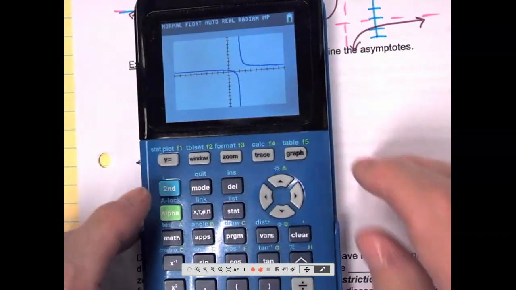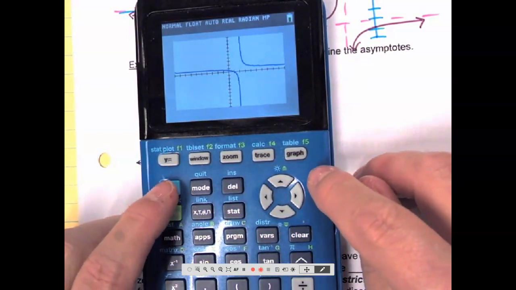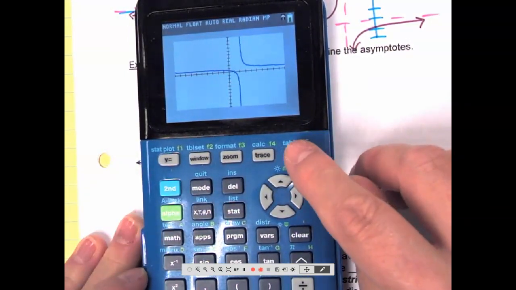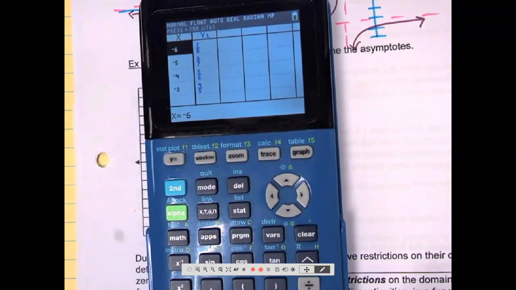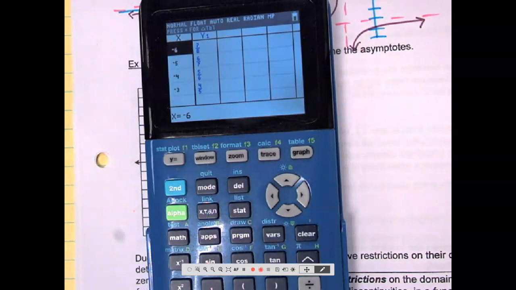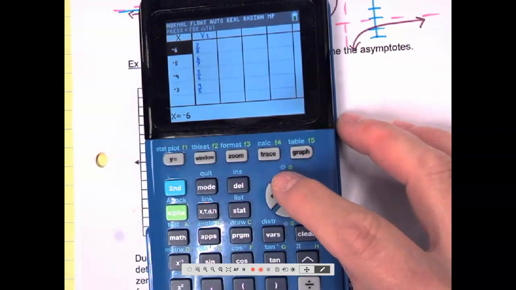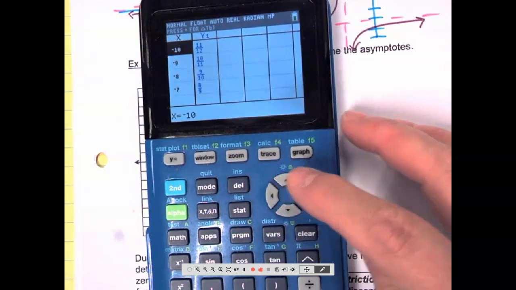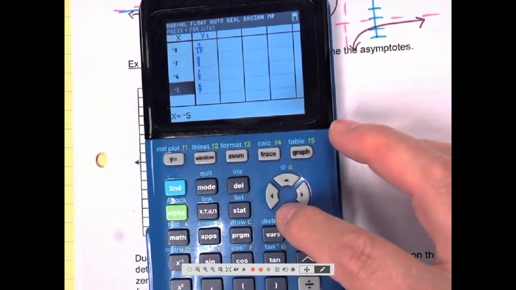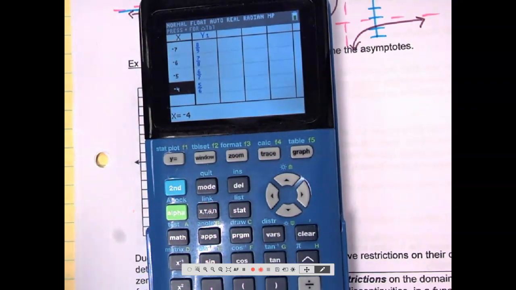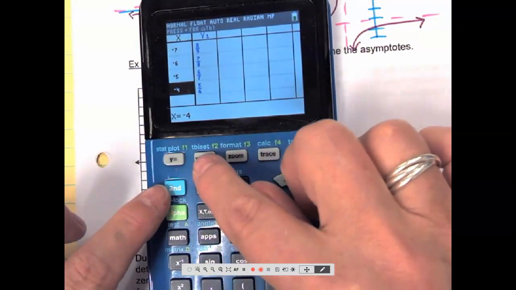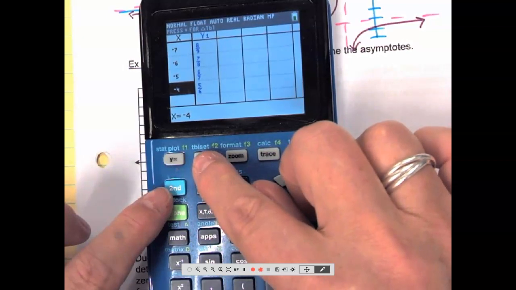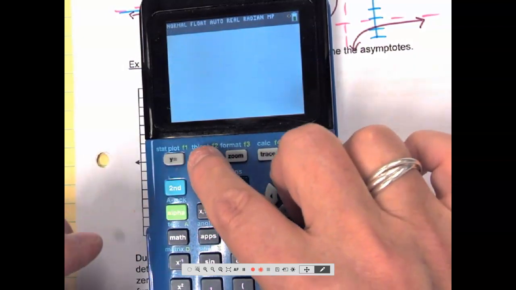Okay, so go to second graph, which will be your table. This is where you can get some ordered pairs on your graph. If you needed some exact ordered pairs, then this is where you would go and get those points. And you could scroll up and down and see the Y values there. Okay, I'm going to change my table a little bit. So let's go second window. Do you see where it says table set? I'm going to go second table set.